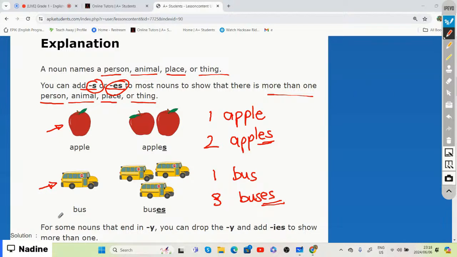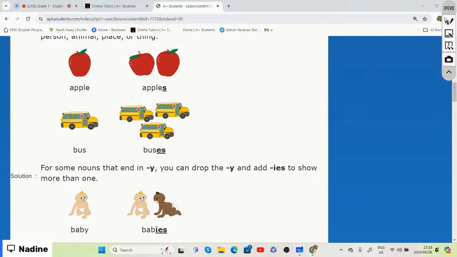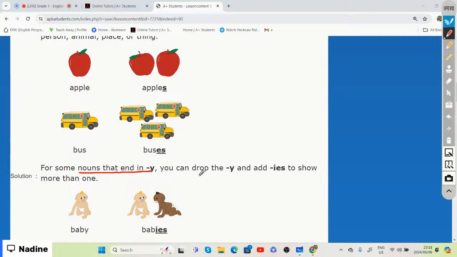All right, and we said that if we have a noun that ends with a Y, we say that if nouns end in Y, then we can drop the Y and add IES to show that there is more than one. For example, baby, there's one baby. But as soon as we see that there's two, then we say babies. So it means that we dropped the Y and we added IES, and that is babies.